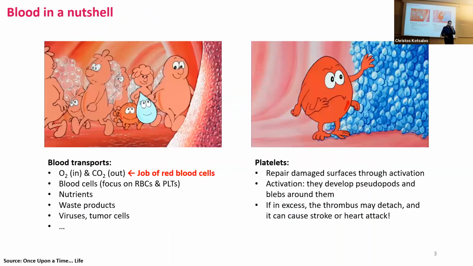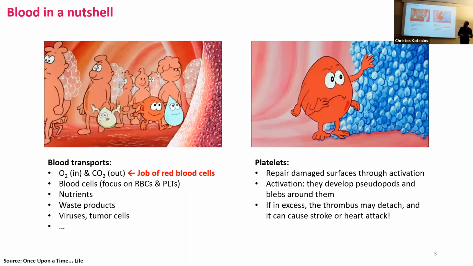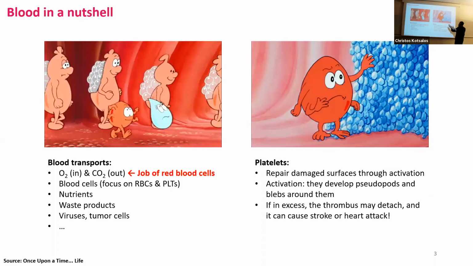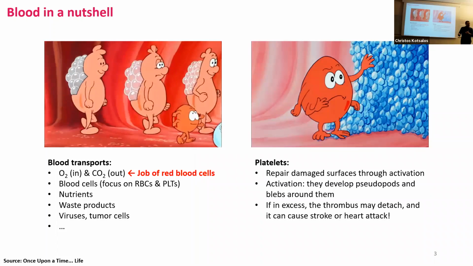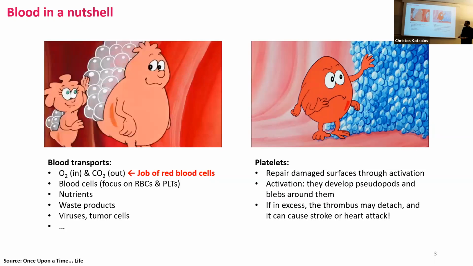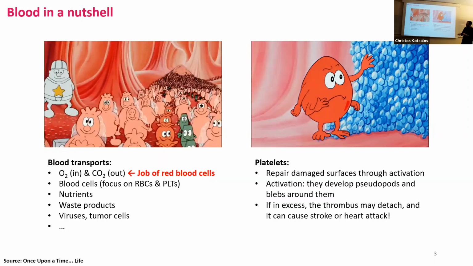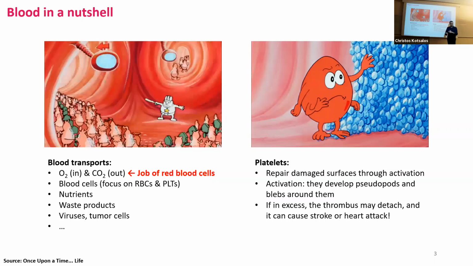Now I would like to present you 2 clips that I remember from my childhood that are great for educational purposes. For those of you that are not very aware of why we need blood, in the left-hand side image here, we can understand a little bit better why we need blood. Blood transports oxygen and carbon dioxide, which is the main job of the red blood cells, but it also carries various blood cells like platelets, white blood cells, and nutrients to the whole body, but also bad elements like waste products, viruses, tumor cells, etc.